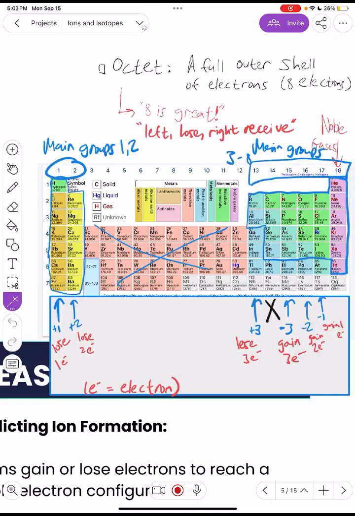We also talked a lot about this. This is a big one. Predicting the charge. Losing electrons, group 1, positive charge. Group 2, also losing electrons, positive 2. Okay? Positive 3 in main group 3. Main group 4, we don't really see any ions forming, but main group 5, we do start seeing ions form, but they're going to gain 3 electrons. Gain 2, gain 1. Awesome. Of course.